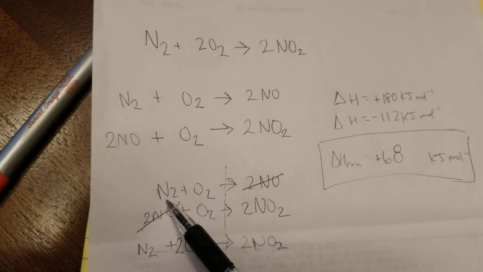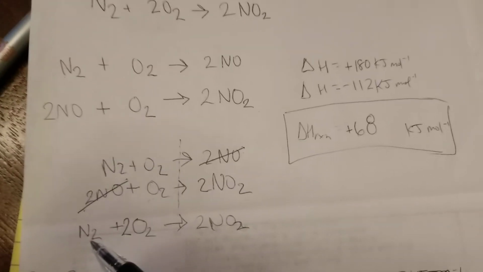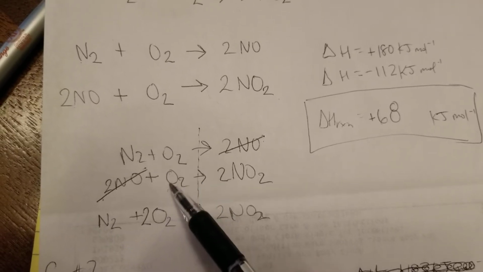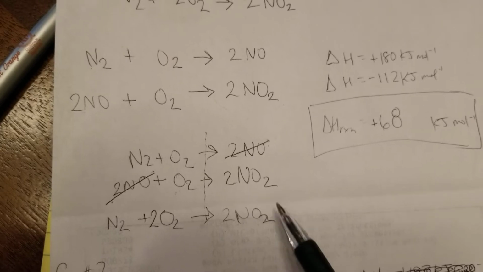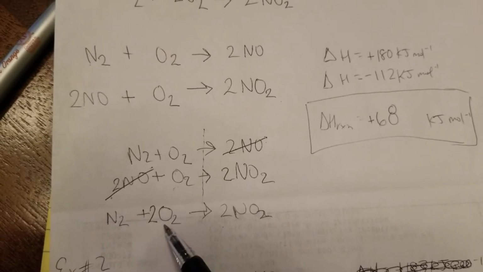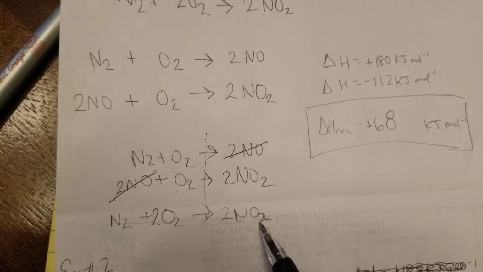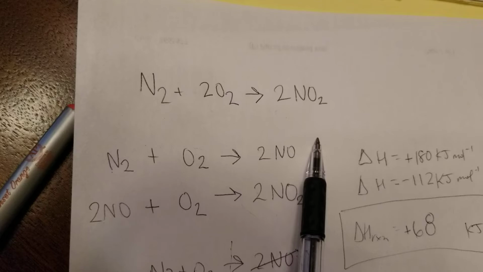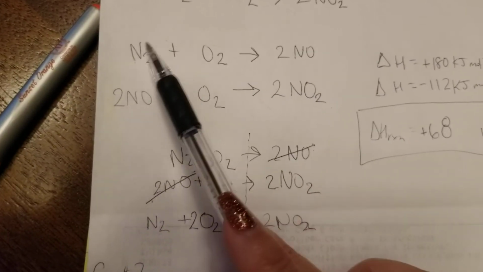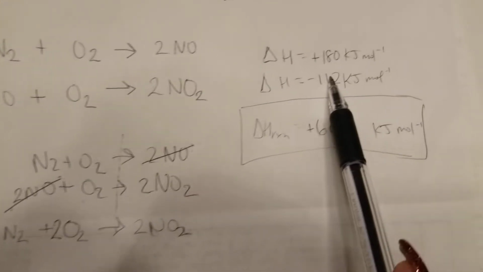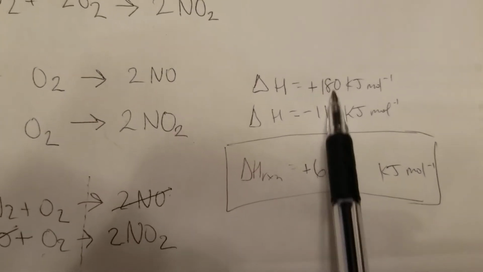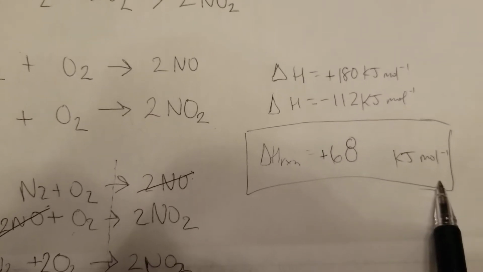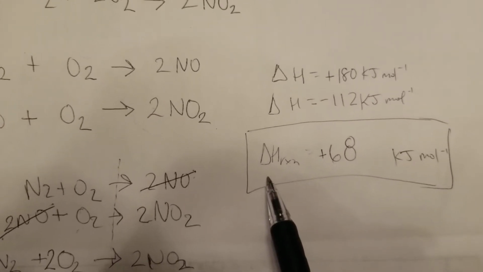And what are you left with? N2 right here plus 2 O2 right here, because there's 2 of them, right? 1 plus 1 is 2. And then 2 NO2. So what do you have? N2 plus 2 O2 equals 2 NO2, and that is the overall reaction that we wanted. Since we didn't have to do anything to these reactions except add them together, we just add these 2 values together. Positive 180 minus 112 gives us a positive 68 kilojoules per mole. So that's the delta H for the entire reaction.